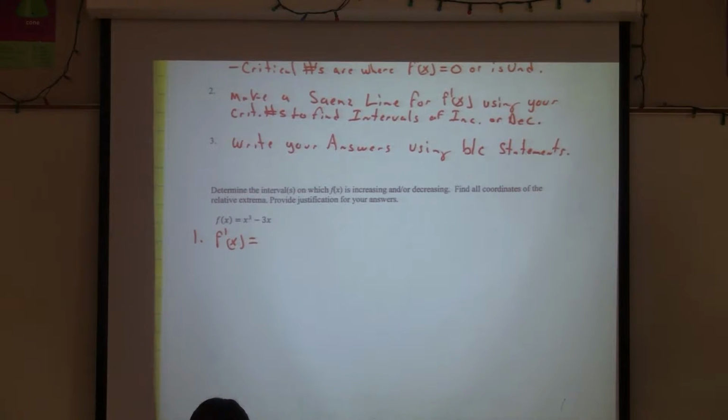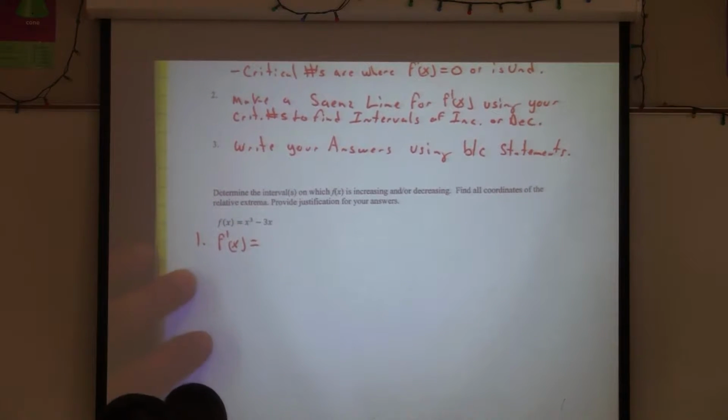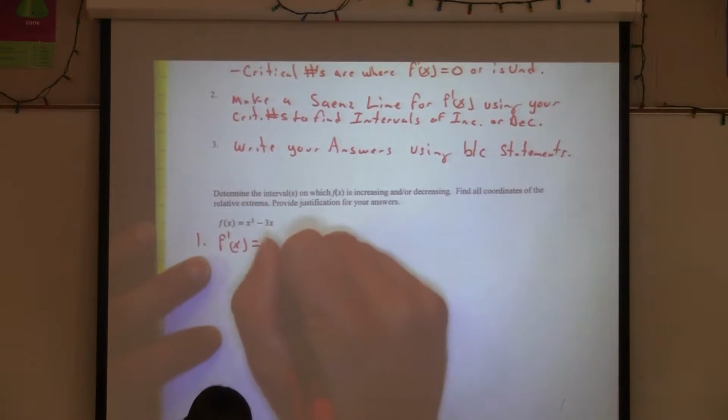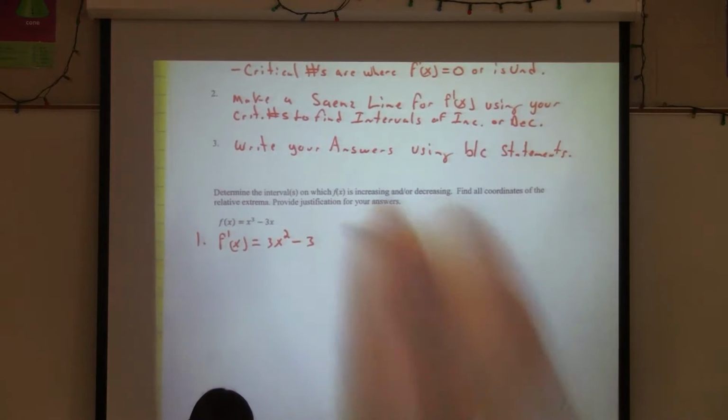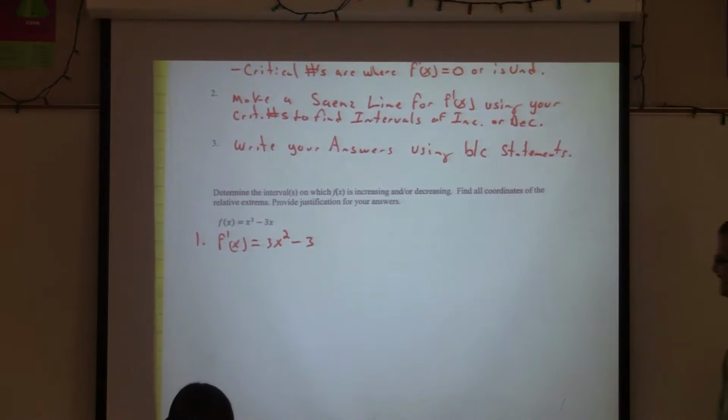Unless you want to do it the old way with the definition. You want to do it? x plus h to the third minus 3 times x plus h minus x to the third plus 3x over h, and the limit as h goes to 0? You sure? No? It's all good? Alright, what's the derivative? 3x squared minus 3. Yeah, that saves a lot of time, right?